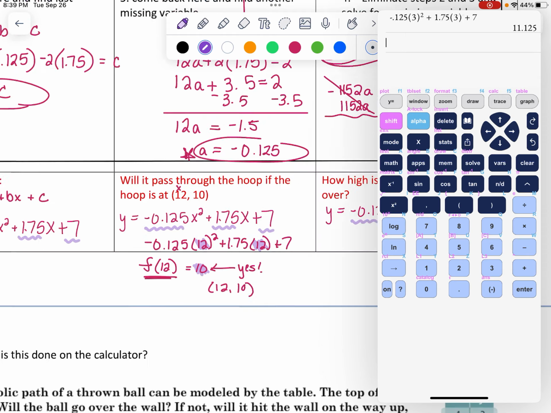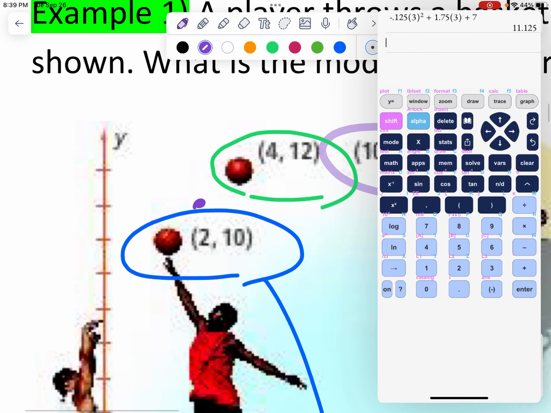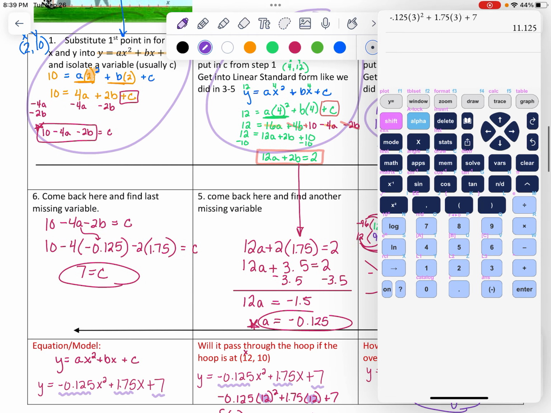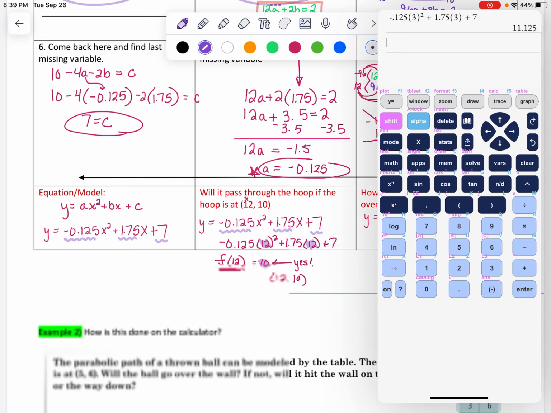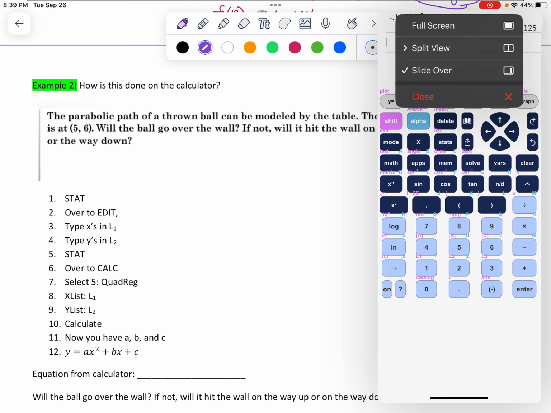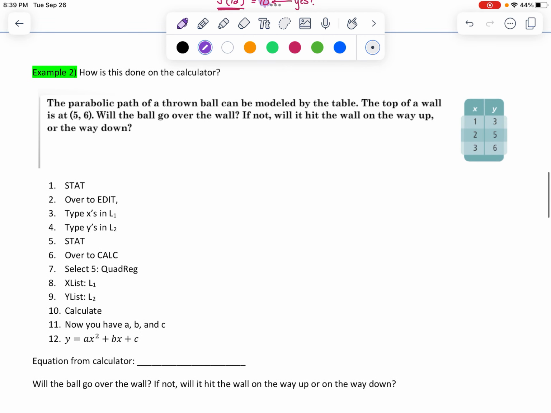And let's see if that makes sense with our graph. 3 would be here, right? And that's like 11. That makes total sense. See it? That would make good sense for what we got of 11.125 feet. All right. So the next problem is going to be done on a handheld calculator. In order for me to do that, though, I am going to have to transition to my laptop.